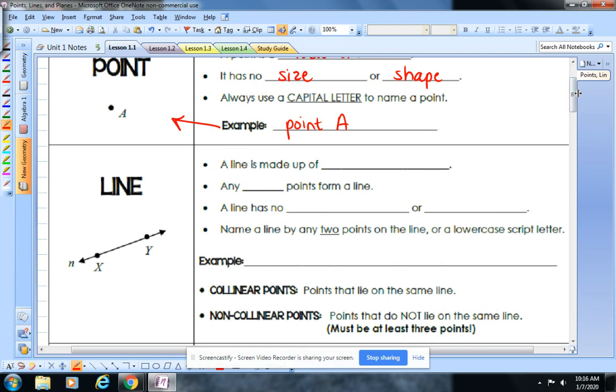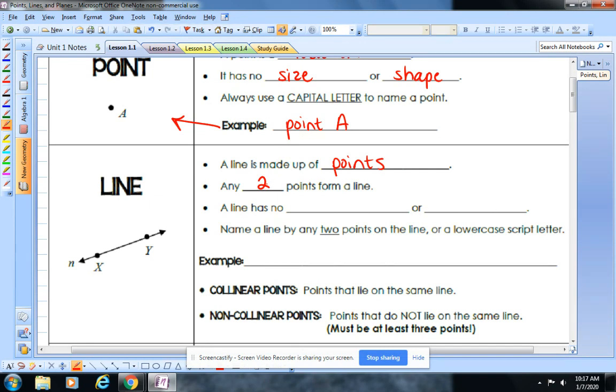All right? Well, then you start seeing more than one point happen. And when you start seeing more than one point, we have other figures. Okay? So if we add one more point, we get a line. All right? So a line is made up of points. Any 2 points can form a line. You can have more than 2 points on a line, but you have to have at least 2 points to make a line. Okay?